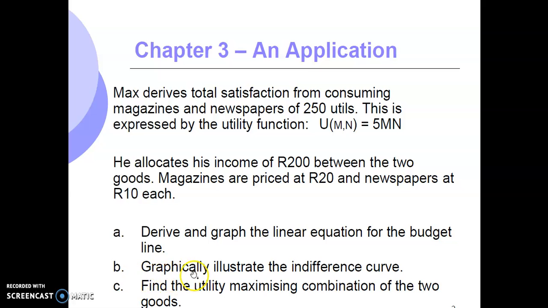B is slightly trickier. It says graphically illustrate the indifference curve. Here you have your function for your indifference curve, so can you use that to graphically illustrate your utility or your indifference curve? Then C says, find the utility maximizing combination of the two goods. What combination of magazines and newspapers would maximize Max's total satisfaction, given that he has an income of 200 Rand and has to consider the prices of the two goods? That is the point of tangency between the indifference curve, the utility function U equals 5 times MN, and the budget line. That is going to give you the point where you can determine how much of magazines and newspapers would maximize his satisfaction. So let's begin.